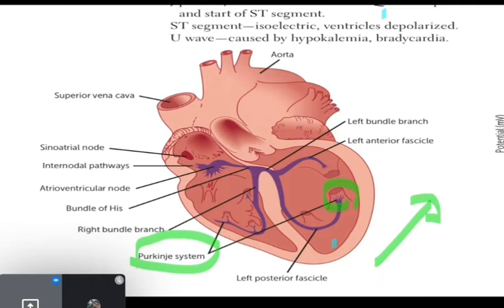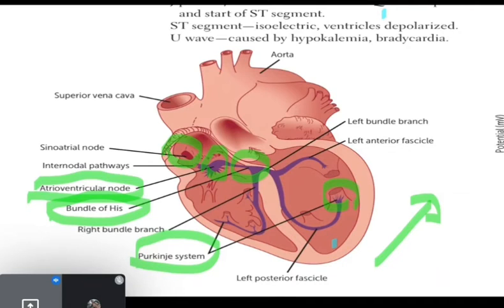And also we have the bundle of His that we talked about. This one here is the bundle of His. These two can make an action potential the same way that the myocyte does it. Unlike the SA node and AV node, it is different. Now you have here the SA node, the sinoatrial node in the atrium, and you have here the AV node, the atrioventricular node, between the atrium and the ventricles.